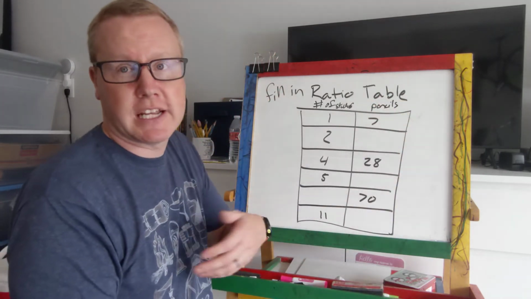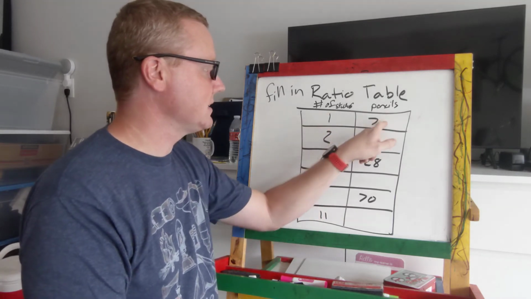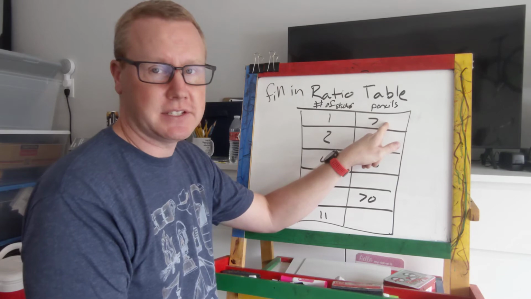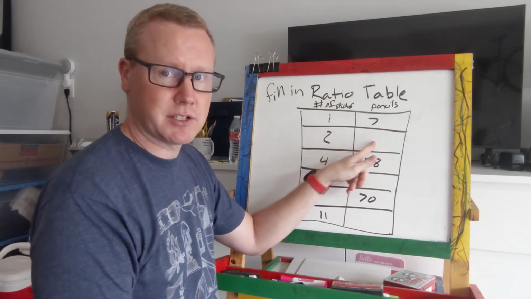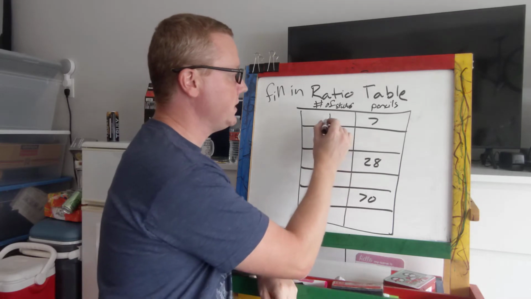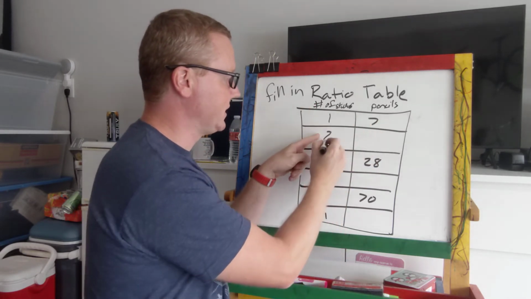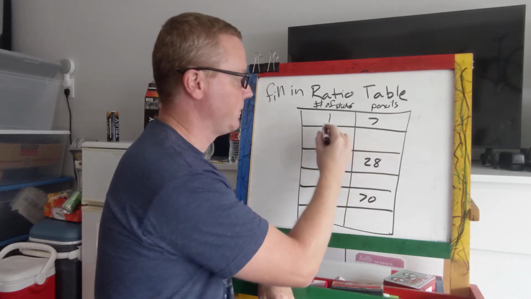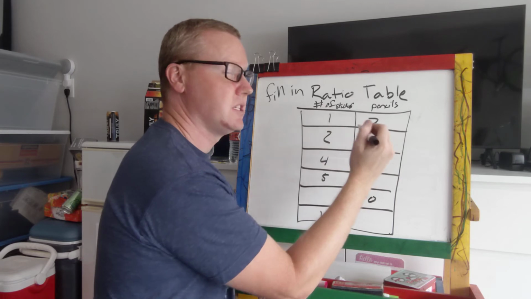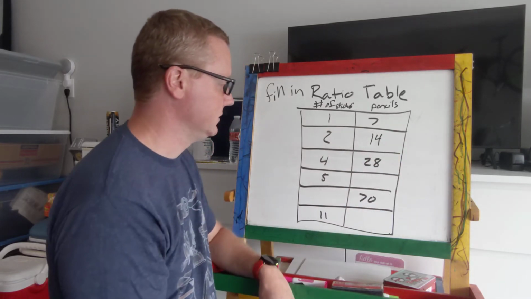So every student has to bring 7 pencils. If I only have 1 student come to my class, I'm only going to have 7 pencils. If I have 2 students come to my class, how many pencils am I going to have? Well, I know that one group is 7. 2 groups, so I doubled this side. I should probably double this side because I went from 1 to 2. So 7 plus 7, I'm doubling it, is 14. 4 groups is 28.